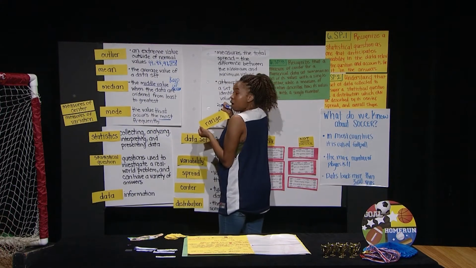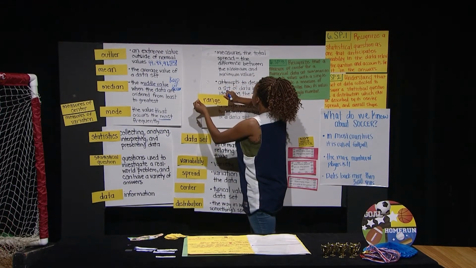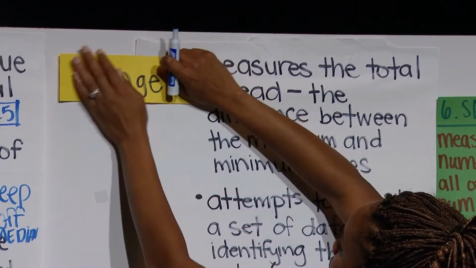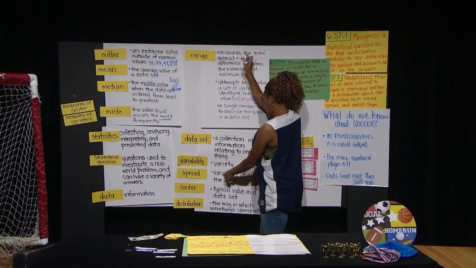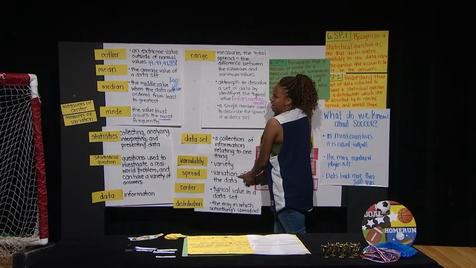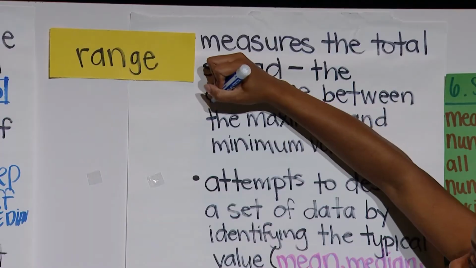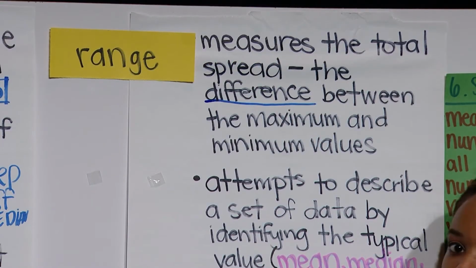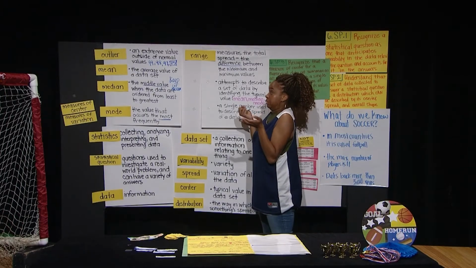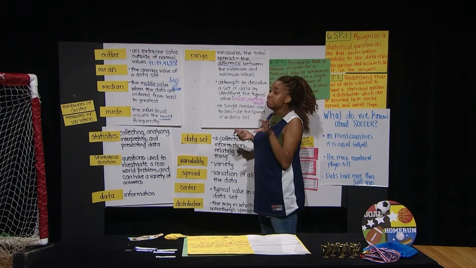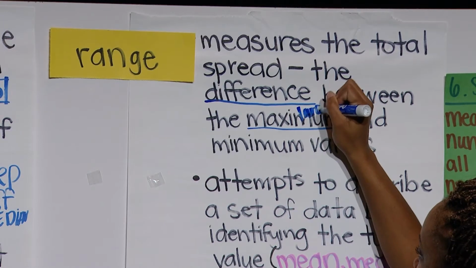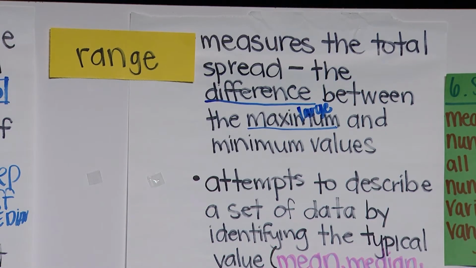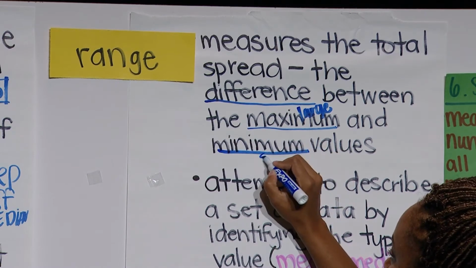Range. Range measures the spread. Spread? Yes. The variation of all the data. But how are we going to use all of the data when we're talking about one number? Well, it's really the difference. And a lot of people relate difference to subtraction. Here's a little hint: the difference between the maximum, and the word maximum means the biggest or the largest, I'm going to put large, and the minimum values. Minimum, the smallest.